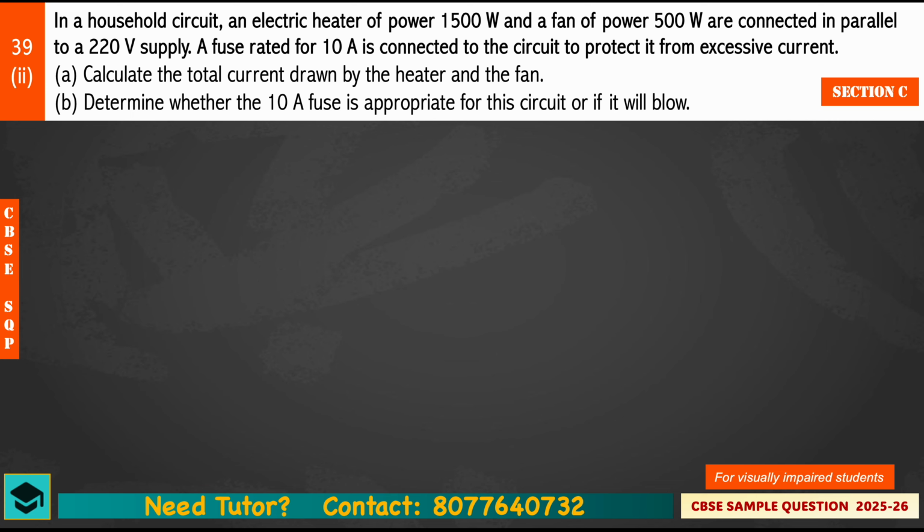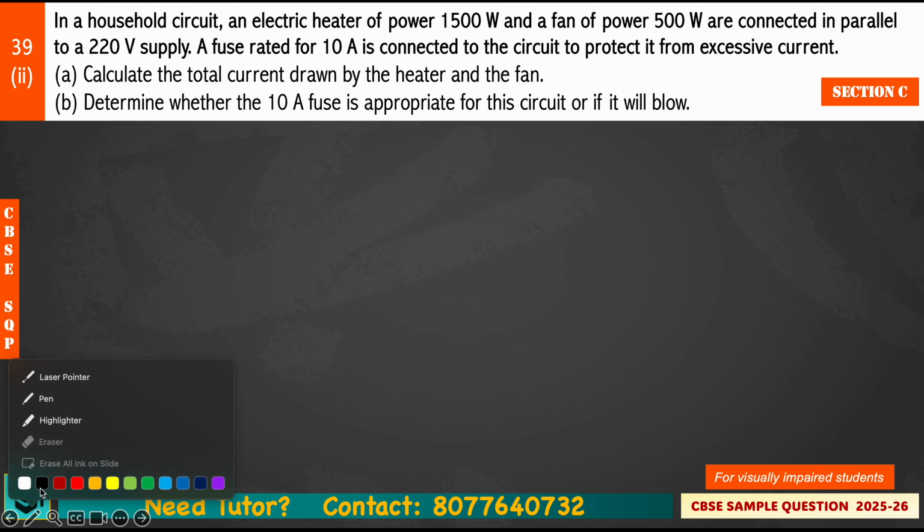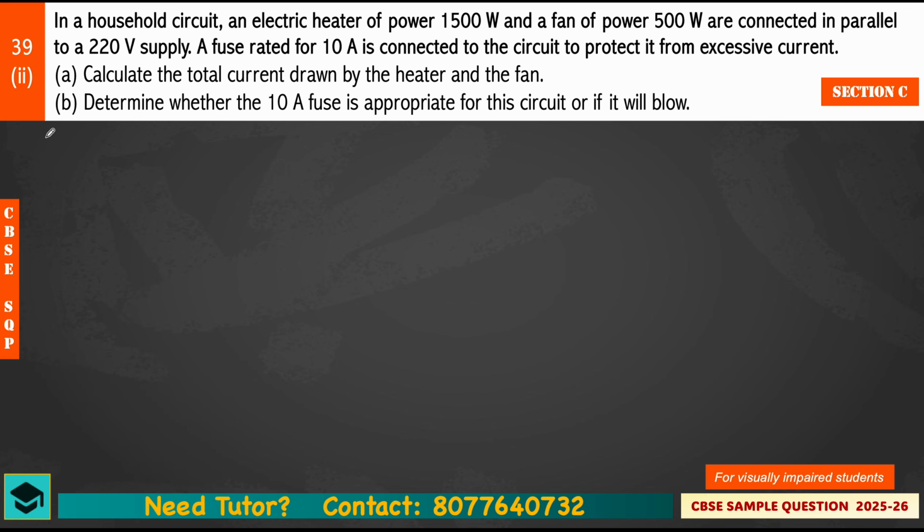In this question, they are saying in a household circuit, an electric heater of power 1500 watt and a fan of power 500 watt are connected in parallel to a 220 volt supply. So basically, whatever info is given to you, just note it down.